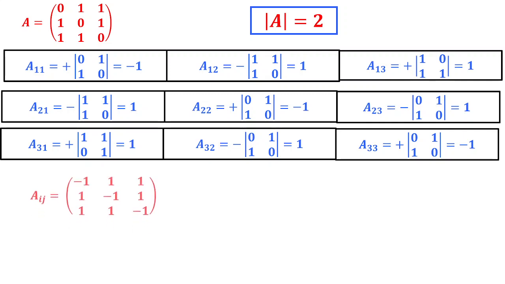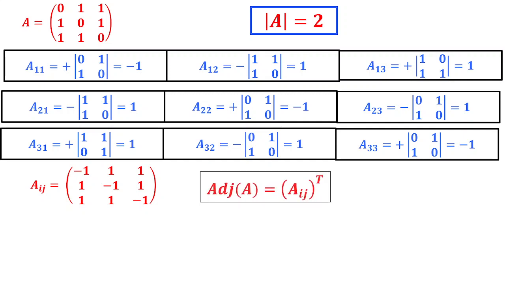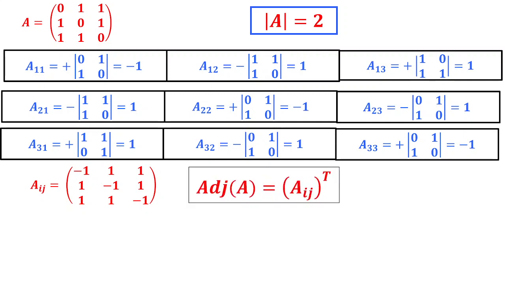Therefore, we are getting the matrix called the cofactor matrix, which is directly written as minus 1 1 1, 1 minus 1 1, 1 1 minus 1. Now, what will be the adjoint? Adjoint will be the transpose of it. What do you mean by transpose? Change the rows into columns, columns into rows. First row converted into first column, second row into second column, third row into third column.